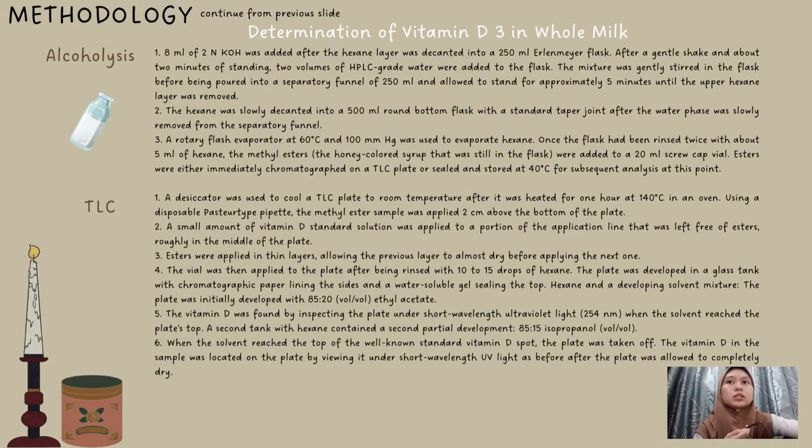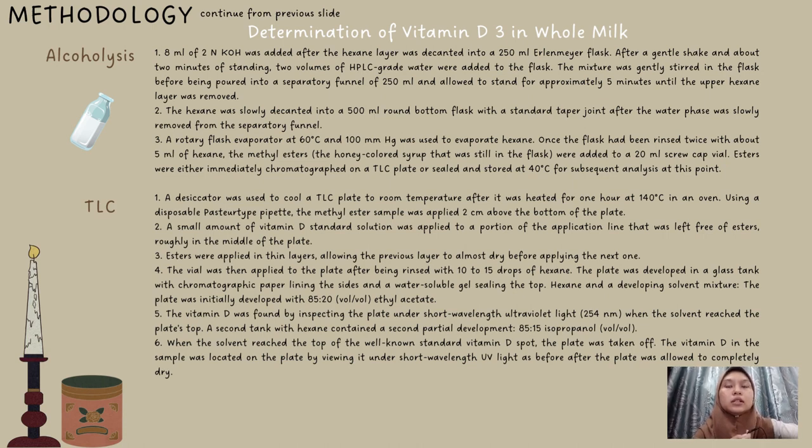The second procedure is alcoholysis. 8 ml of KOH was added after the hexane layer was decanted into a 250 ml Erlenmeyer flask. After a gentle shake and about 2 minutes of standing, 2 volumes of HPLC grade water were added to the flask. The mixture was gently stirred in the flask before being poured into a separatory funnel of 250 ml and allowed to stand for approximately 5 minutes until the upper hexane layer was removed.